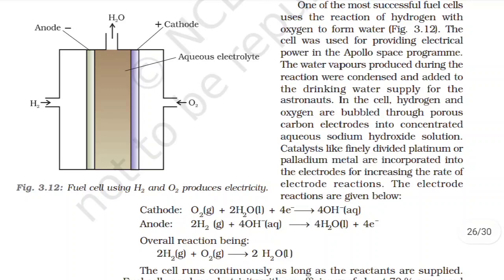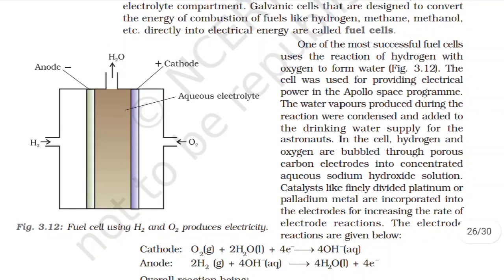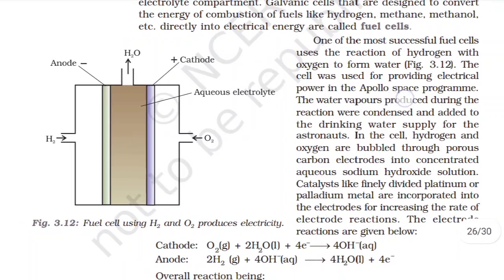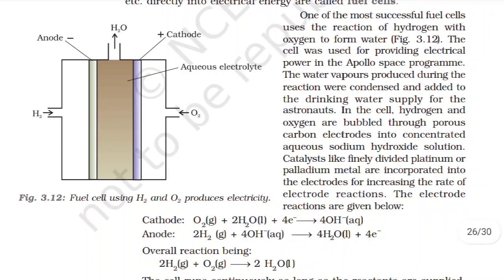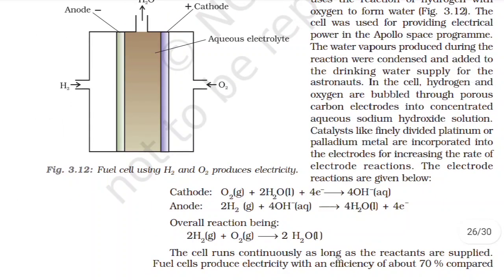When hydrogen and oxygen are used, we know that only water is produced. This water is pure water, and the astronauts in the Apollo series of rockets used to drink this water also. That's why pure water is formed in this.